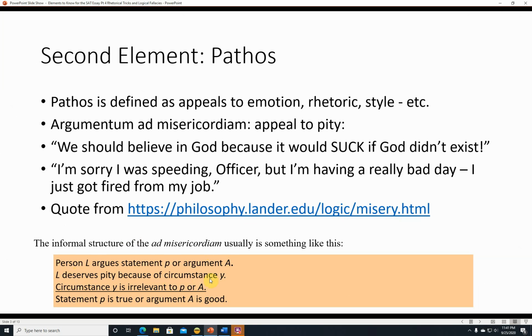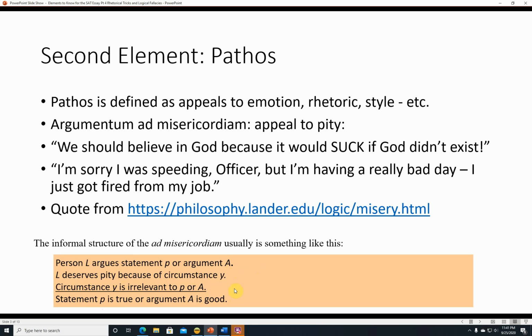L deserves pity because of circumstance Y. Circumstance Y is completely irrelevant to P or A. So if I got fired from my job, it has nothing to do with your exceeding the speed limit. It also has nothing to do with the existence of God or whether the New York Yankees are the best baseball team. So it's irrelevant.